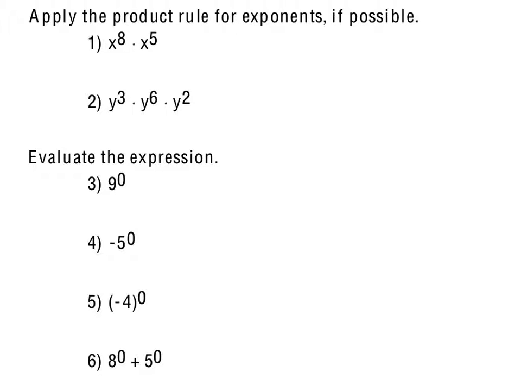For problem number 1, we are going to simply add the exponents there. That's our product rule. So we get x to the 13th power. For problem number 2, even though we have the 3y's, we just add the 3, the 6, and the 2 together as the exponents there. So that ends up giving us y to the 11th power.